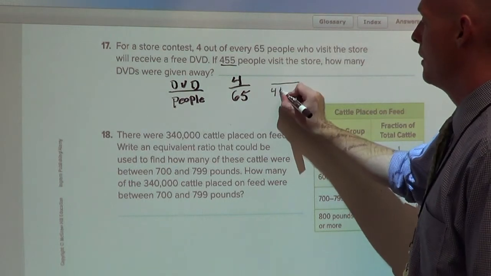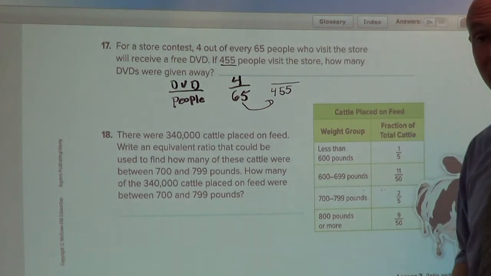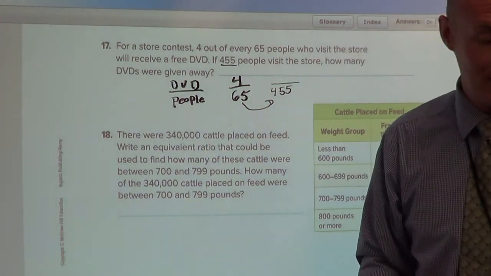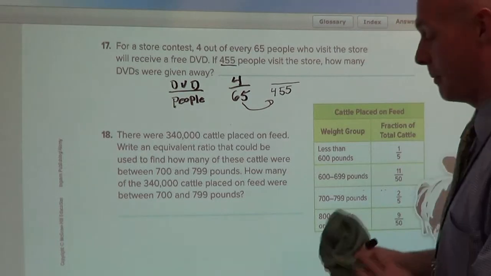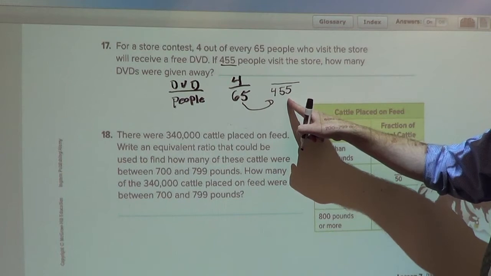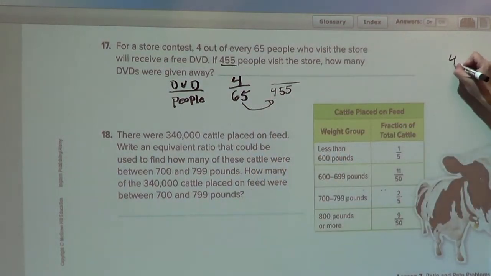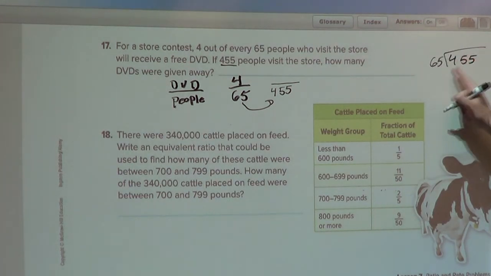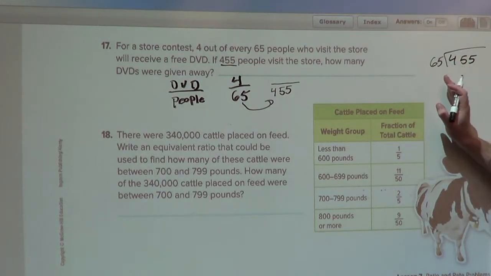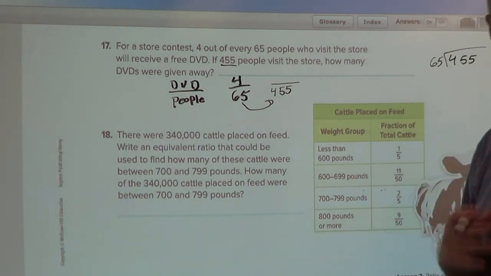So if we go to 455, now I have to see how many times 65 goes into 455. Not a number I know off the top of my head, so we're just going to have to guess and check. I know it's going to be multiplication. We're looking for that 455 mark. Well, I know it's not going to be 10, because if it was 10, it would be 650. So I'm just going to have to guess and check here, and I'll guess an 8.